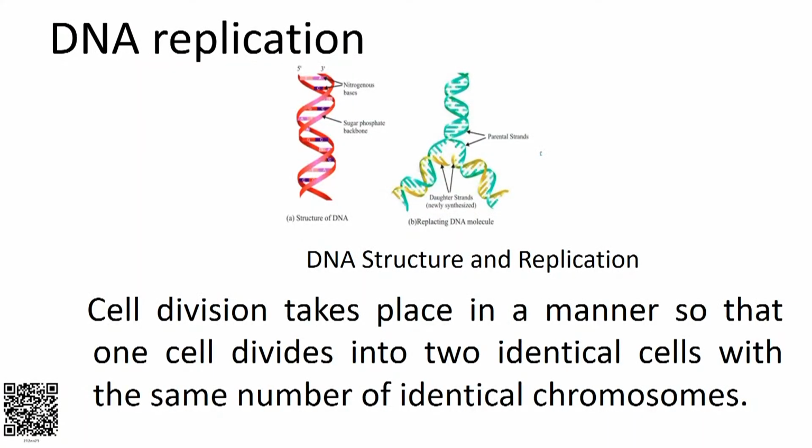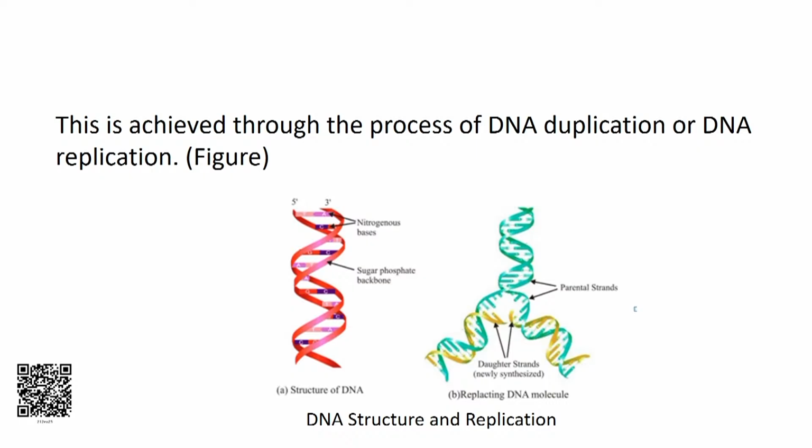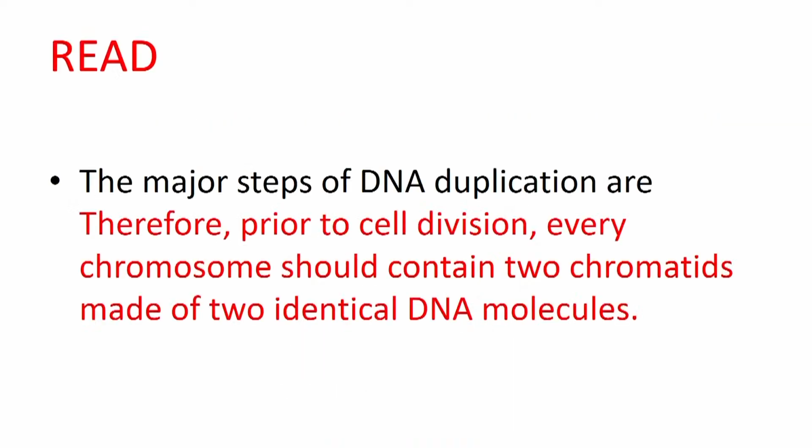Now we will talk about DNA replication. When cell division takes place in a manner so that one cell divides into 2 identical cells, that is mitotic cell division, with the same number of identical chromosomes, then prior to cell division every chromosome should contain 2 chromatids made of 2 identical DNA molecules. This is achieved through the process of DNA duplication or DNA replication. There are several major steps in DNA replication.